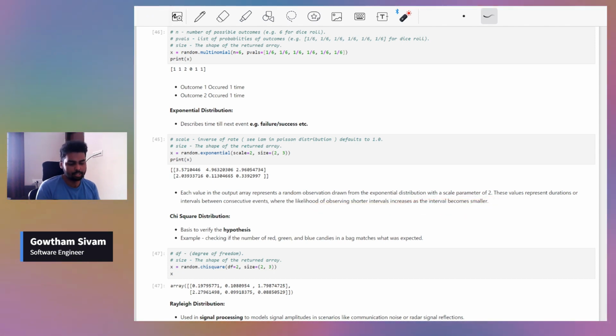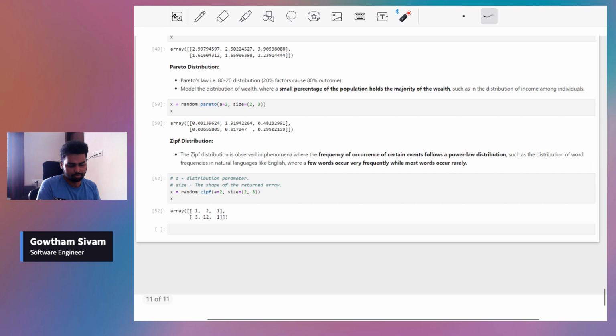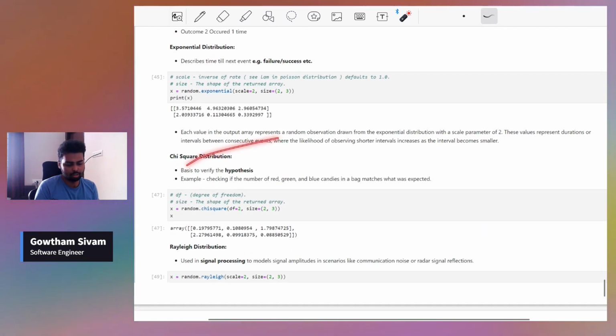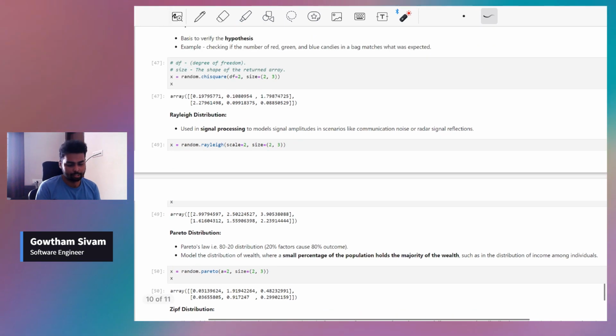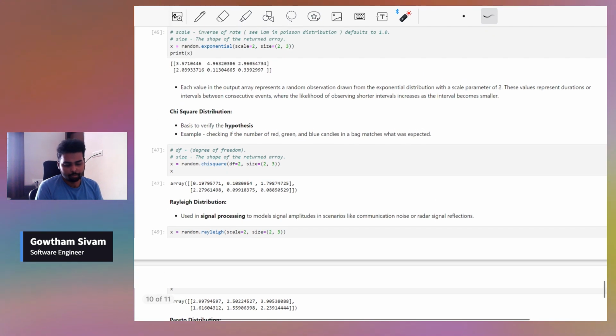Next, these are all the other sets of distributions, like the chi-square distribution, Rayleigh distribution, or Pareto. It's actually a law, right? So these are all the other kinds of distributions that are present. I will share this actual Jupyter notebook with you on GitHub. You can look in the video description to get the link, and you can edit this however you want. I have also given it in both PDF format and Jupyter notebook format for you to execute. I will just give a brief on what it is.